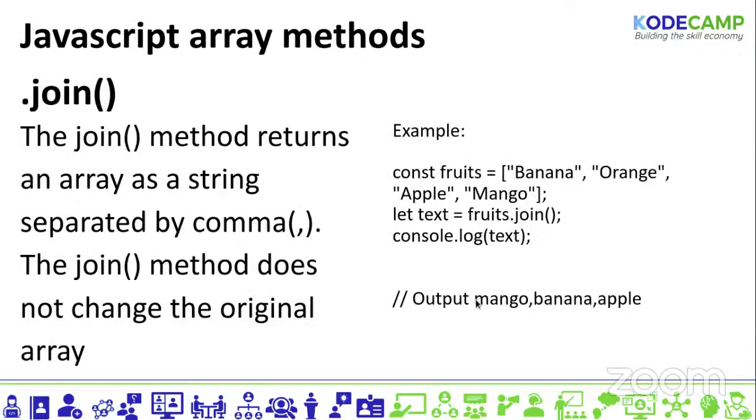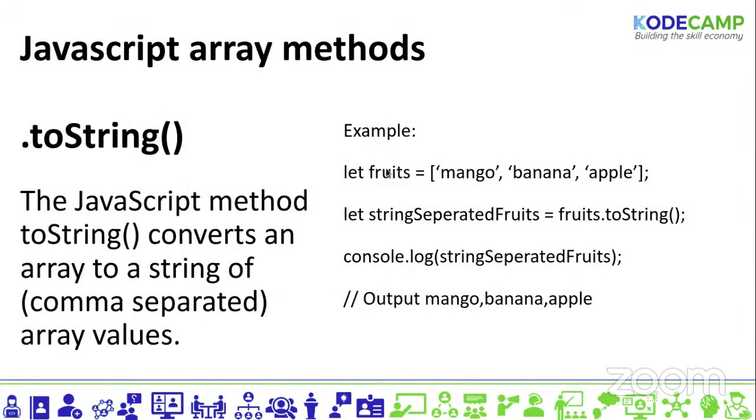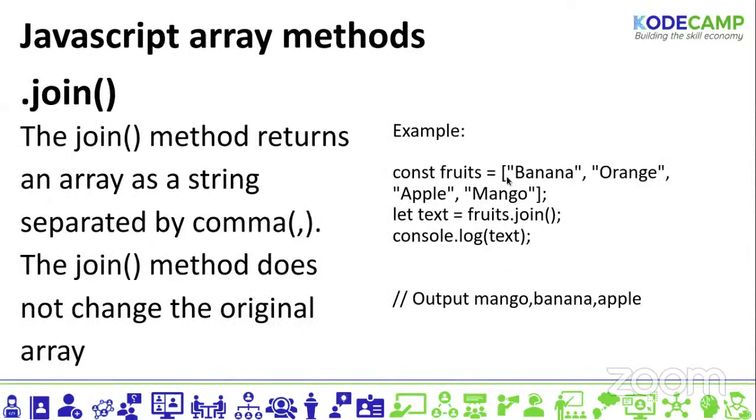So then we have join. The join method returns an array as a string separated by comma. The join method does not change the original array. So yeah, even toString doesn't actually change the original array. So you have banana, orange, mango, apple, mango, and then you join it. Then it gives you the same comma separated array values.